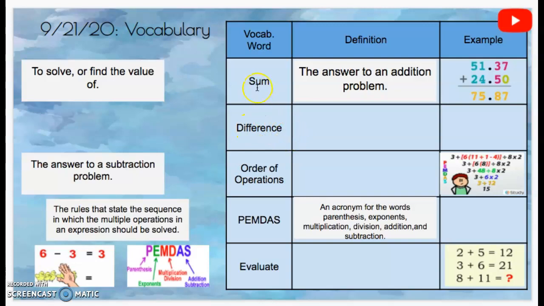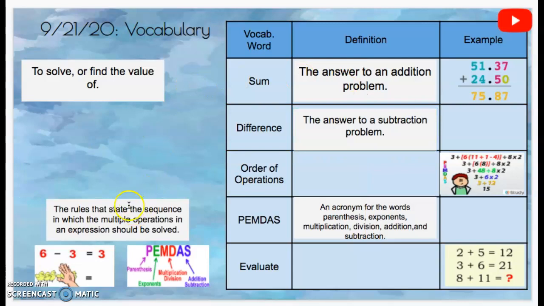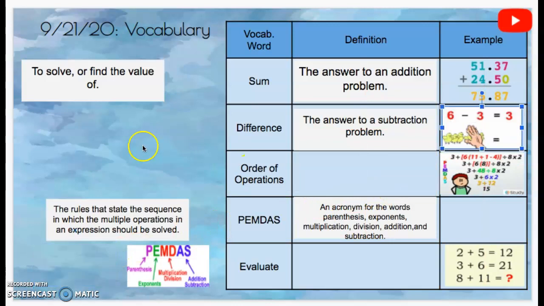Difference. So if the sum was the answer to an addition problem, the difference, would that be to solve? Well, it's going to be the answer to some kind of problem. Answer to a subtraction problem. Awesome job. Now, we also need an example. So the difference, when there's an answer to a subtraction problem, where's the subtraction problem? This one's subtraction. He's actually subtracting chicks.